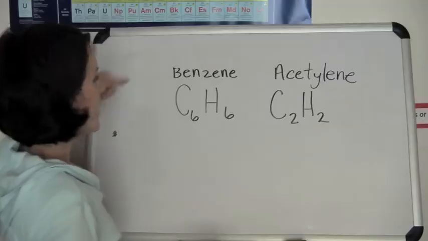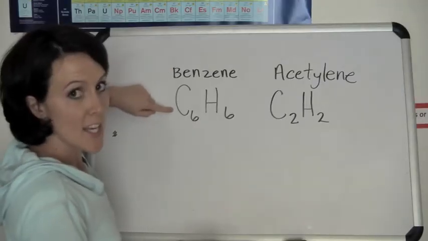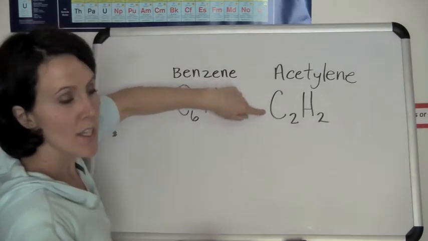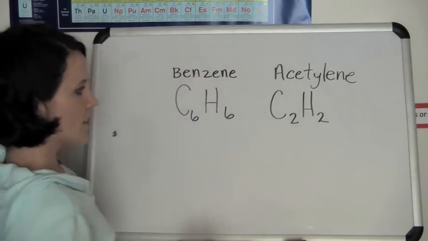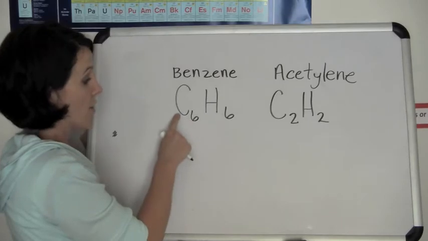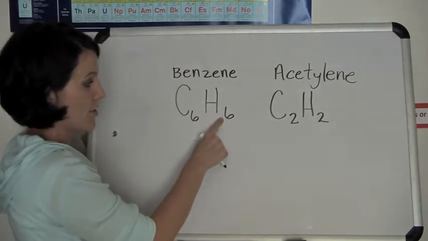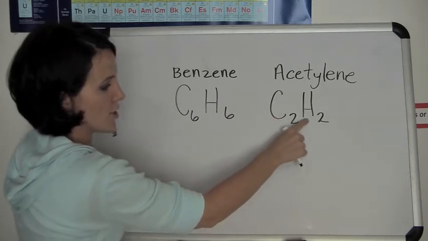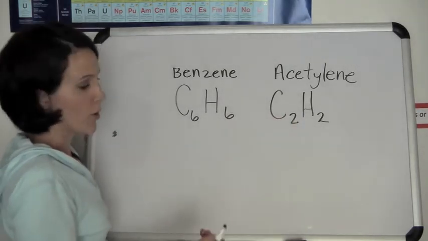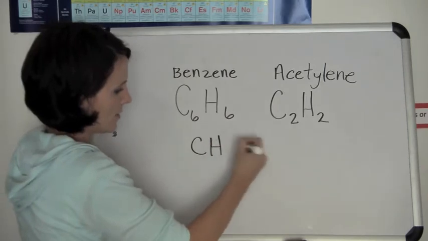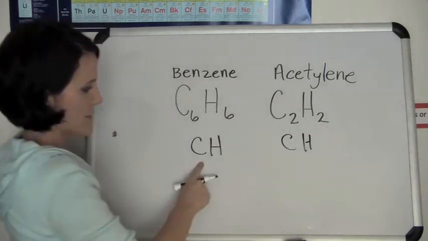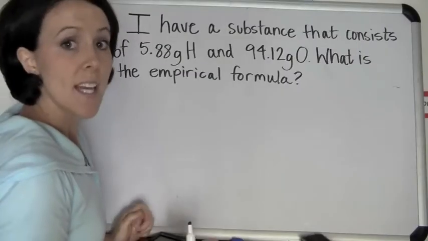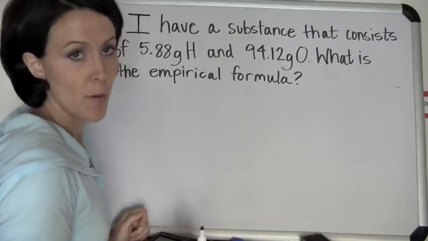Here's an example. Benzene, C6H6, compared to acetylene, C2H2. These are the molecular formulas, so that gives a lot of information. I know that there's 6 carbon and 6 hydrogen in benzene. Acetylene has 2 carbon and 2 hydrogen. If I only had the empirical formula, both the empirical formulas look the same, but these are 2 very different compounds.